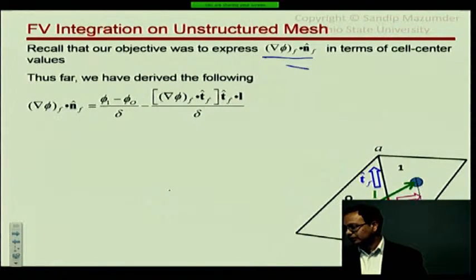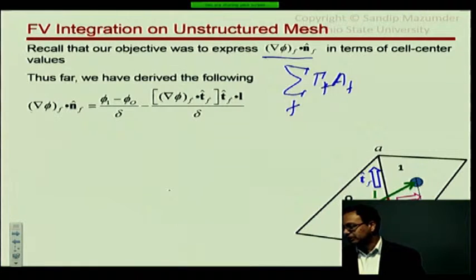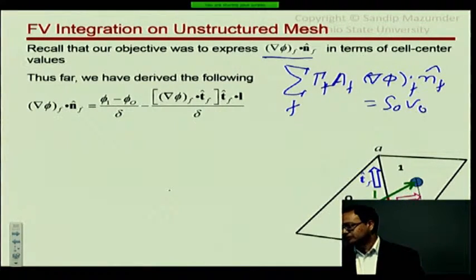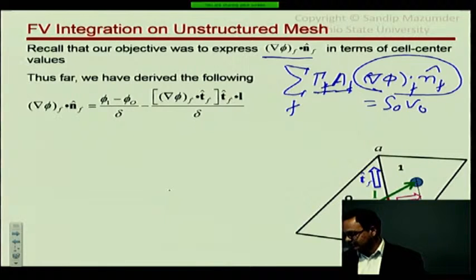If you recall, our finite volume formulation had summation over faces, gamma f, AF being the area, grad phi f dot NF, is equal to S naught times V naught. That was the finite volume equation that we got out of the Gauss divergence theorem. And so we said, gamma f we calculate by interpolation, area of the face we know how to calculate. So this is what we are trying to express in terms of the cell center values of phi.